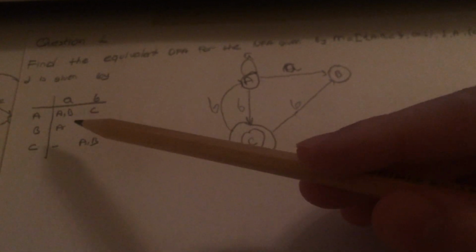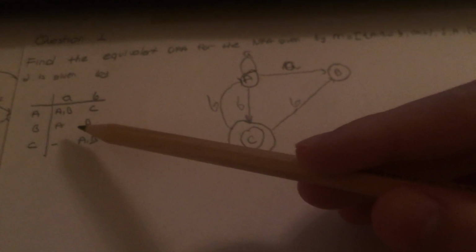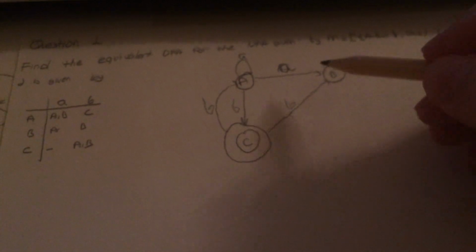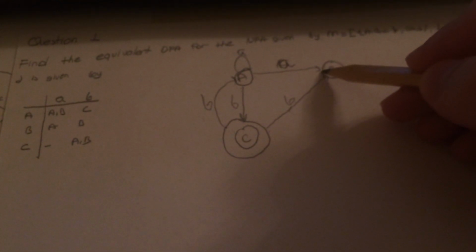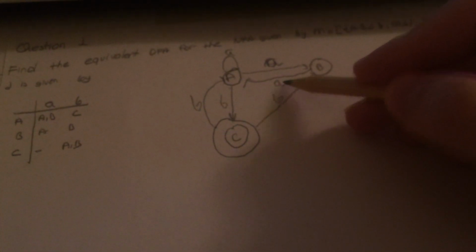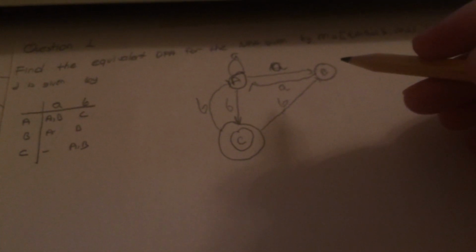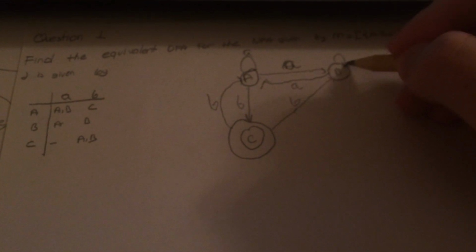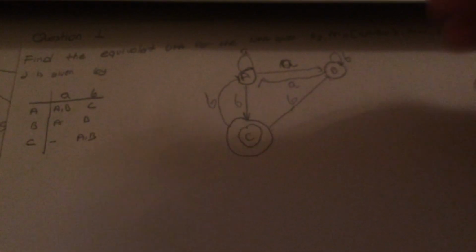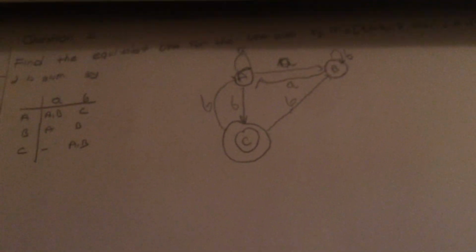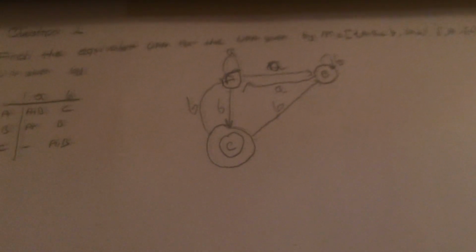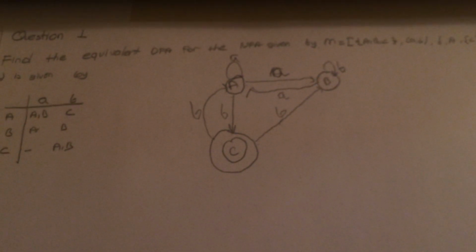So let's take B. B goes to A with little a, and stays with B with the little b. This is our first NFA, which in the question we will transform to a DFA.